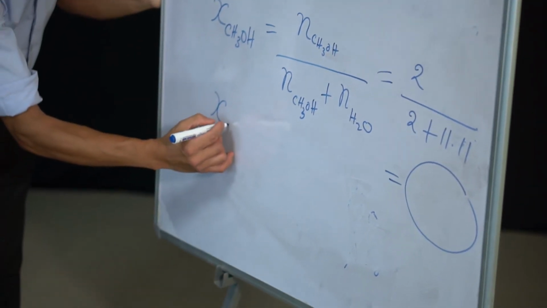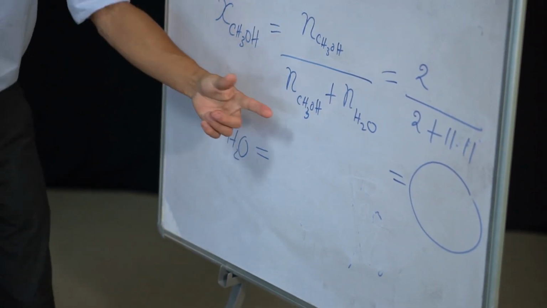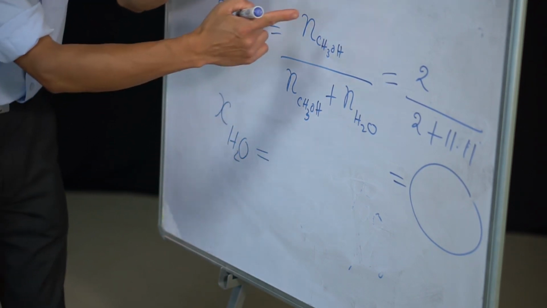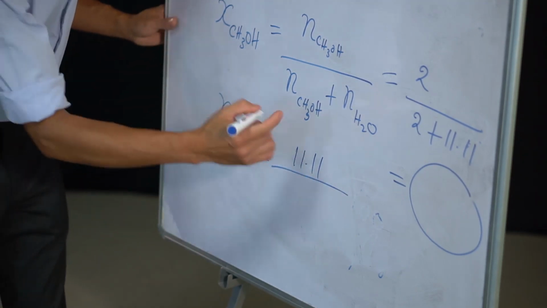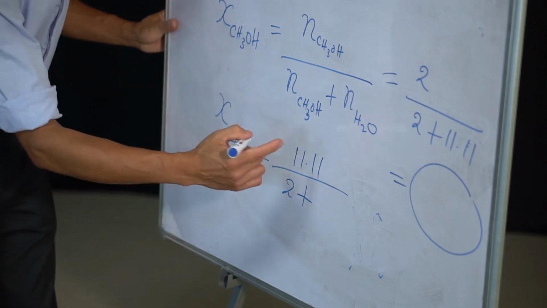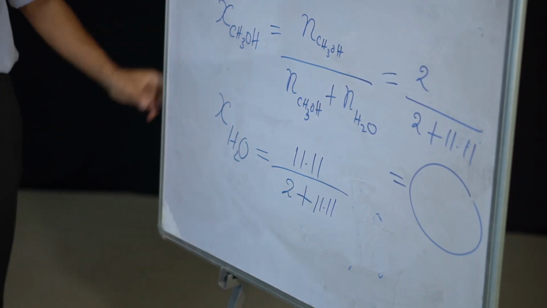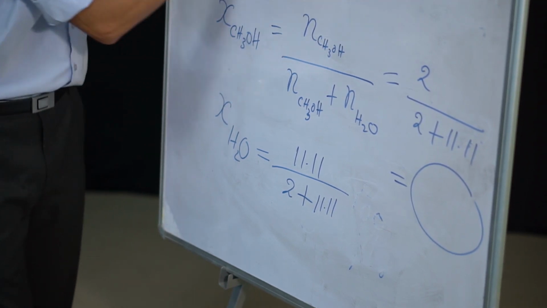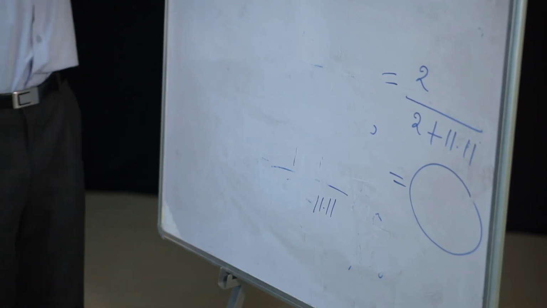Likewise, mole fraction of water will be given by number of moles of water divided by number of moles of both components. So first we take number of moles of water, that is 11.11, divided by number of moles of water plus that of methyl alcohol, that is 11.11 plus 2. So those are the different ways in which we can express the concentration of a solution.